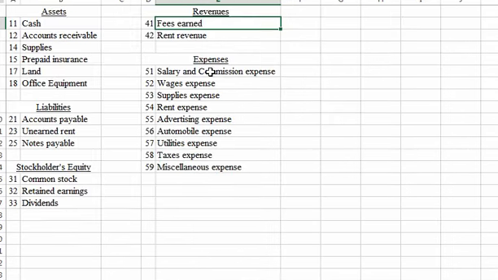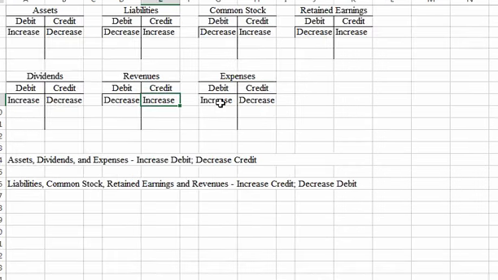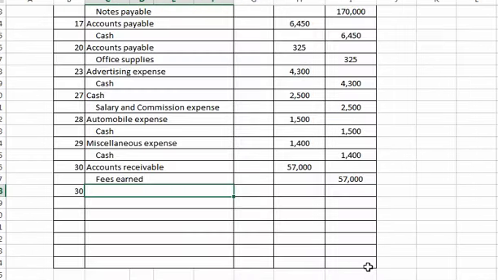Okay, salary and commission expense is an expense account. So our salaries and commission expense for the year has now increased by $11,900. That's an expense account, and they increase on the debit side. So we're going to enter salary and commission expense, the debit, $11,900.